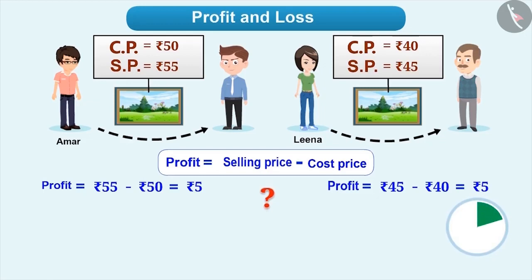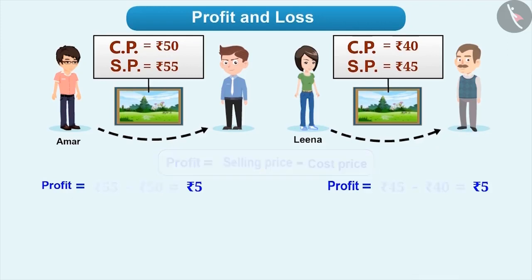Think for a while. No, we cannot say this, because even though there is a profit of rupees 5, Amar has earned a profit of 5 on cost price of 50, whereas Leena has earned a profit of rupees 5 on cost price of 40. Since cost prices are not equal in both cases, we cannot say that both get equal profit. Then how are we going to find out who has got more profit?